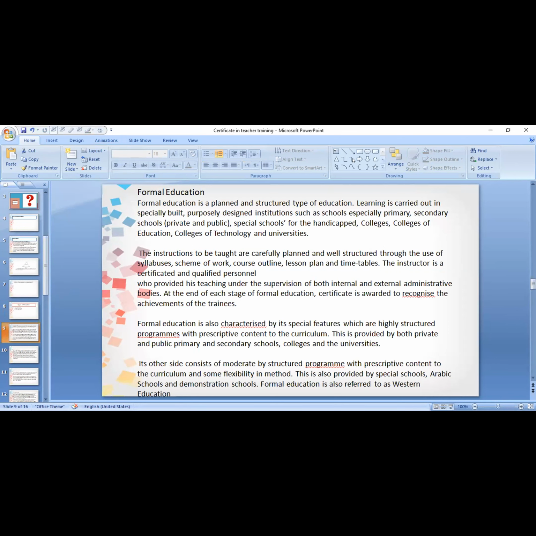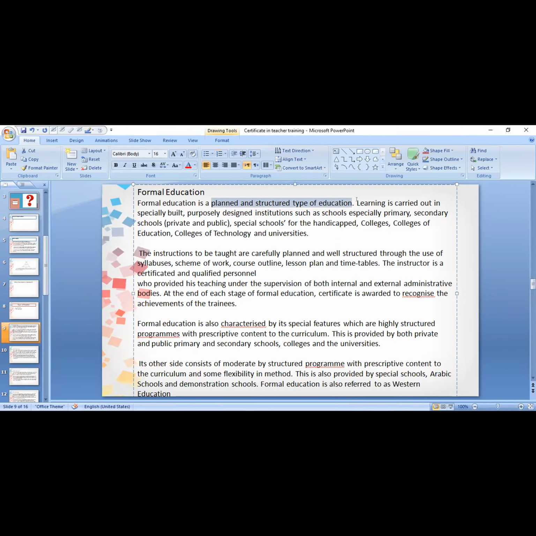So formal education. Formal education is a planned and structured type of education. So if an education is planned, if an education is structured, it will be considered as formal education. Now let's take this program. It is planned and it is structured. We will be having classes on every Thursday from 4 to 6, and this is the program, and you will be receiving certificate. You are learning from an institute, right? So that is formal education.